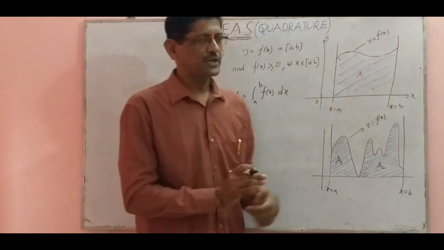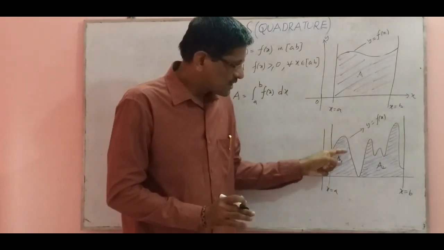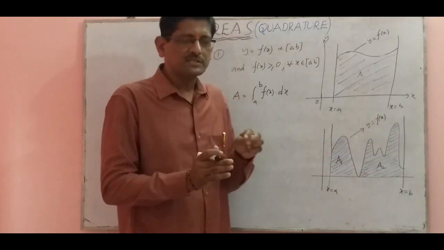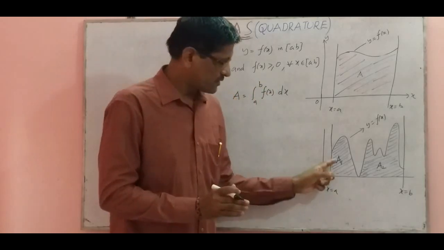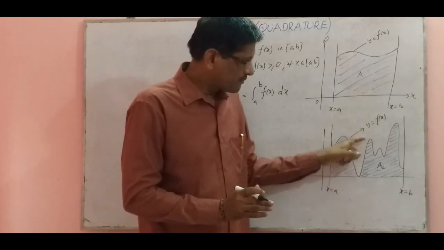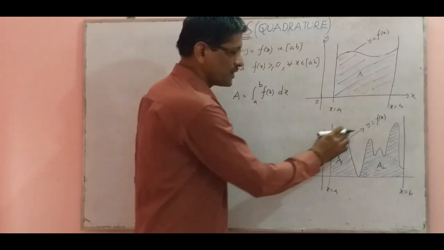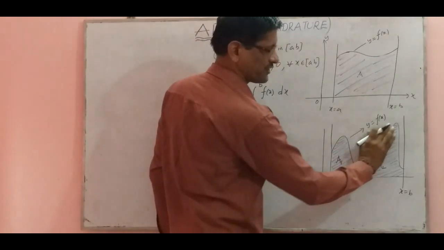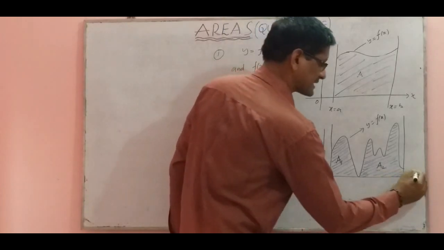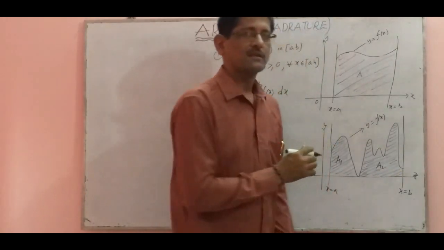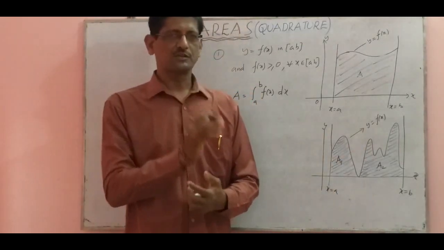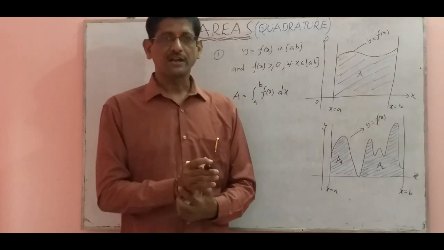So this is also area. This curve is continuous in the closed interval a comma b. That means f of x greater than 0, that means the curve is above the x axis. So they form two areas, A1 plus A2. So the area of the curve y is equal to f of x enclosed by the ordinates x is equal to a, x is equal to b and the x axis is given by A is equal to integral a to b f of x dx. That is the first point of the determination of areas under the curves.